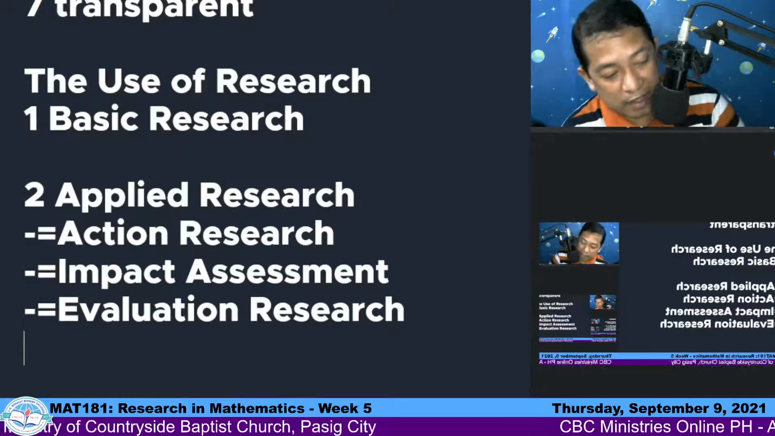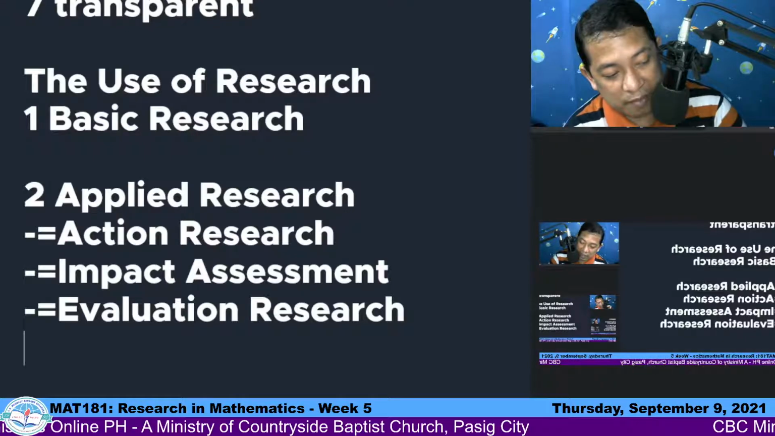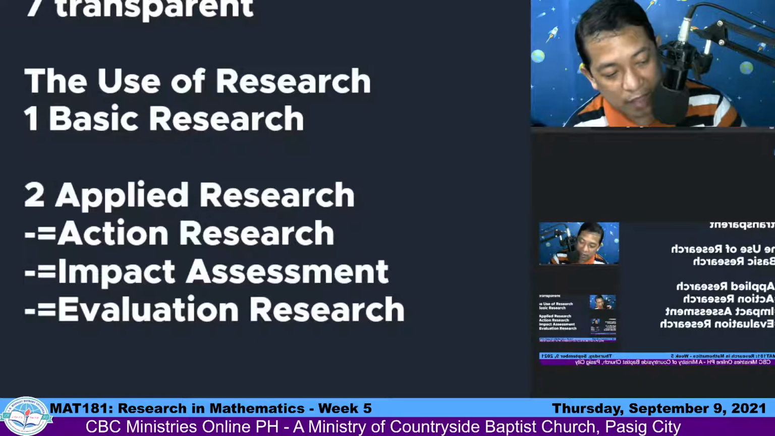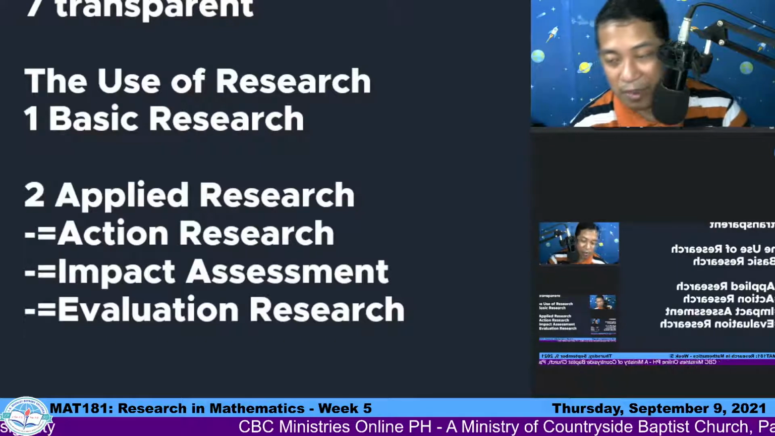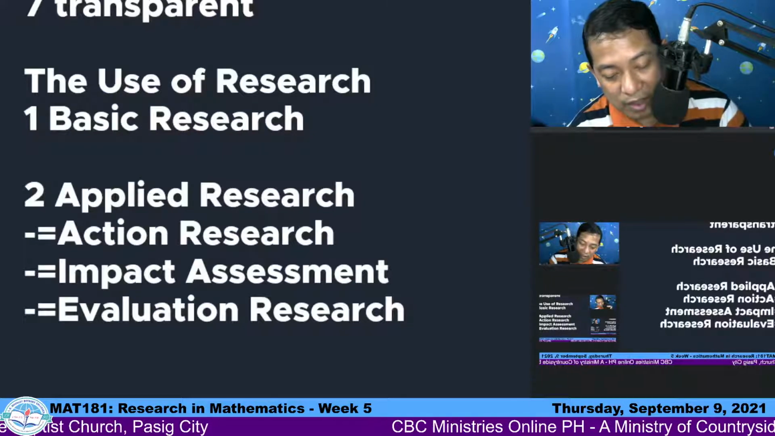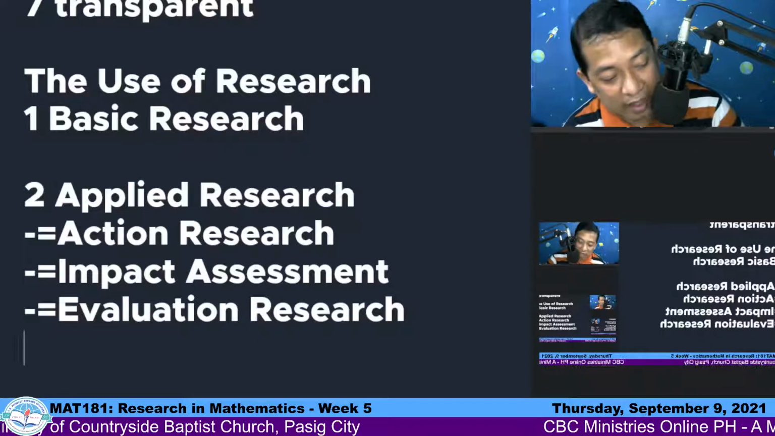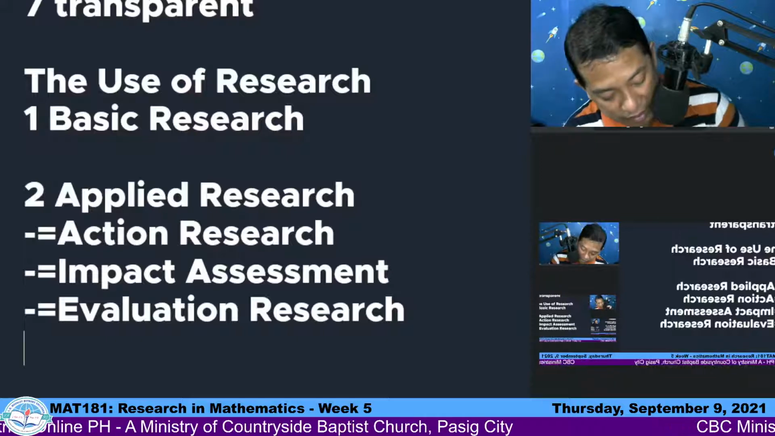Impact assessment is used to estimate the consequence of a planned change. Such assessment is used for planning and making choices among policies. So if there are variations or changes in a particular decision making, what will be the impact of that change or variation? That is impact assessment research.